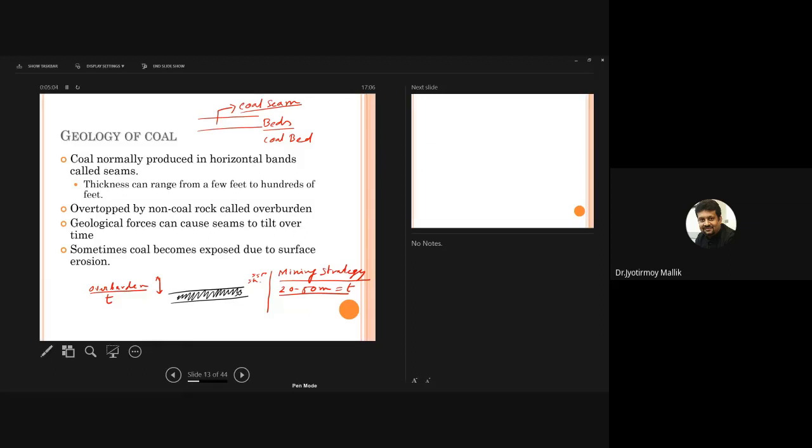And you can remove the overburden and you can mine the coal out. Okay. And this type of coal mining, we call open cast mining. This is open cast mining, where you completely remove the overburden from above the coal seam and then dig out the coal. Right? That is called open cast mining.